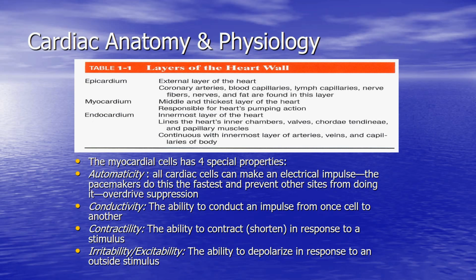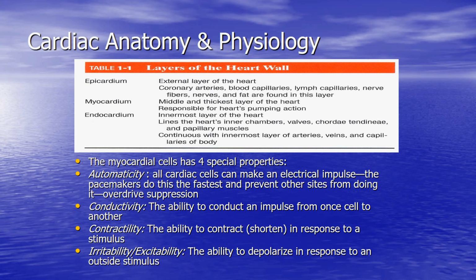Additionally listed in this slide, you'll find the special property of myocardial cells, automaticity. That is the ability to make an electrical impulse. In some textbooks, it's described as the ability to self-excite. In other words, these are muscle cells that tend to make electricity. They act like nerve cells.